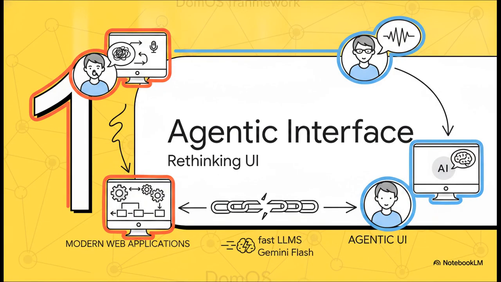Starting with Section 1, towards the agentic interface and rethinking user interaction. Like we talked about, the friction of modern web apps is that we always have to learn the machine's language. But with incredibly fast models like Gemini Flash or GPT-4o Mini, we can finally shift to an agentic UI, where the interface actually understands us.